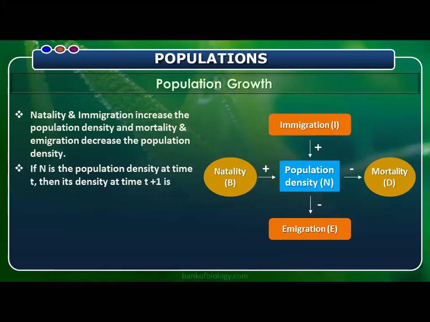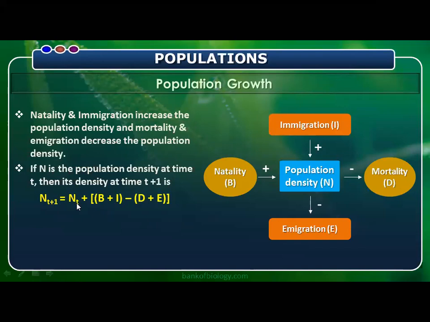So if N is the population density, N is calculated as population density at time t in one particular period of time, then the density at time t plus 1 equals, that means next year, Nt this year, Nt plus 1, 2021, how do we calculate?